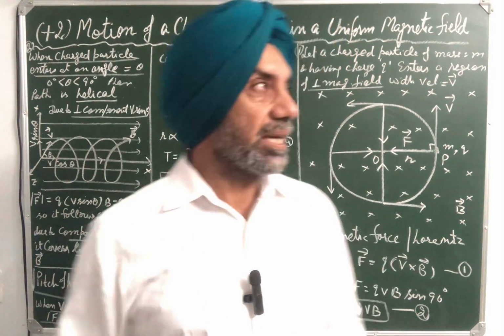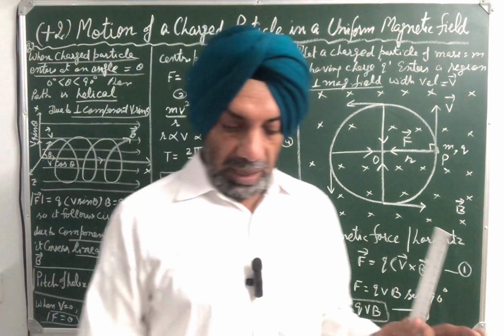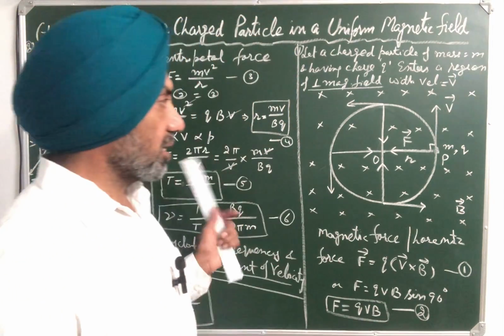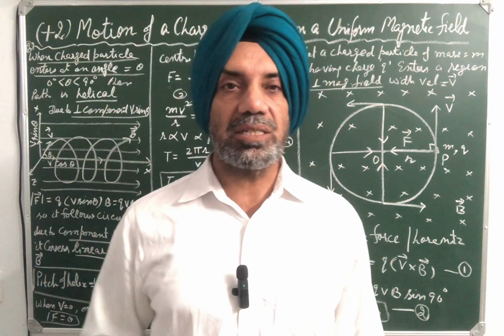It means a charged particle in a uniform magnetic field follows a circular path, and the radius of the circular path is directly proportional to speed as well as its momentum.